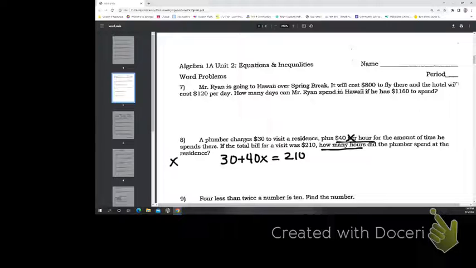And now, when we solve this, some of you may have been a little uncertain when you got a decimal. And I understand, because I have told you we're not getting into decimals for some other things that we've done. In this case, x is equal to 4.5 hours.